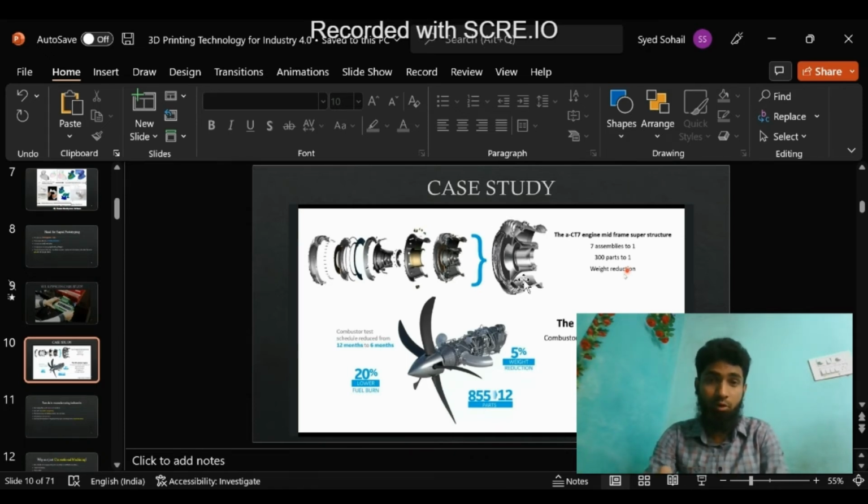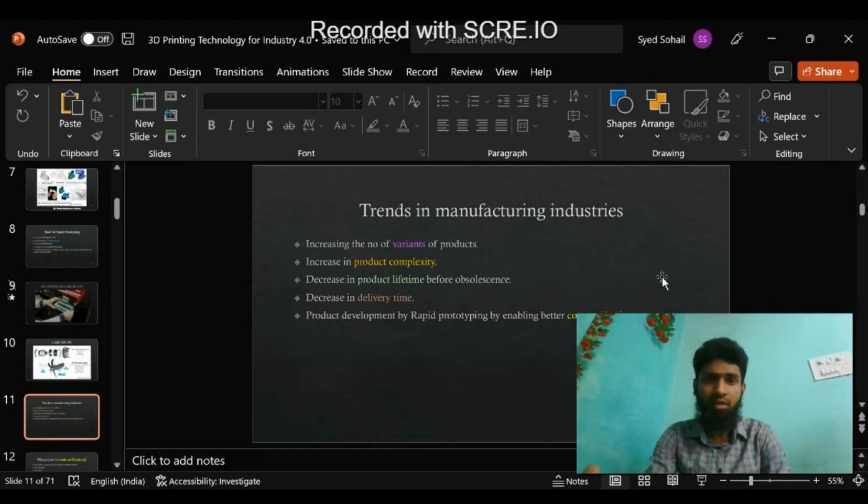This was the component produced directly from 3D printing. So seven assemblies to one, 300 parts to one, and of course the weight reduction is one significant aspect that we get when we use 3D printing technology. Then in manufacturing industries, we have to increase the number of variants in the products. You have to have a lot of variants in one single launched product.